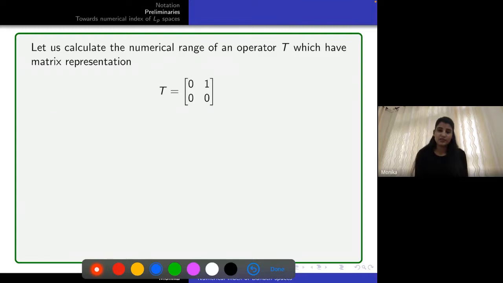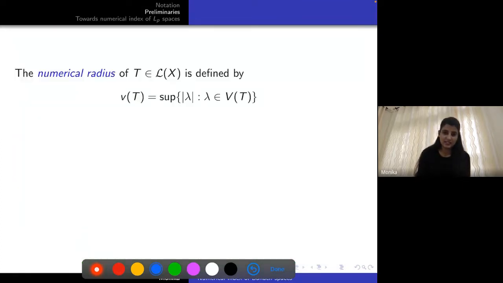Next, moving forward, we will talk about numerical radius.